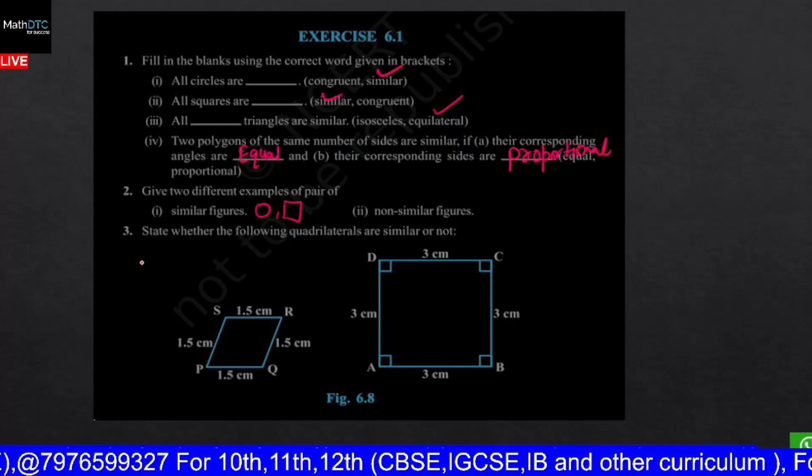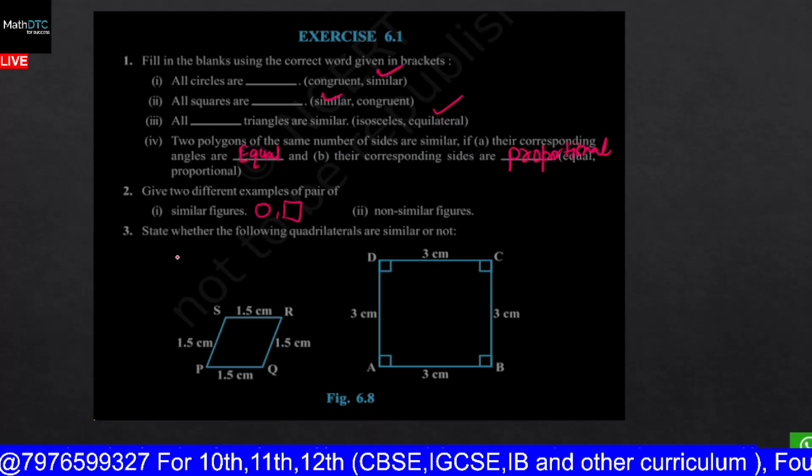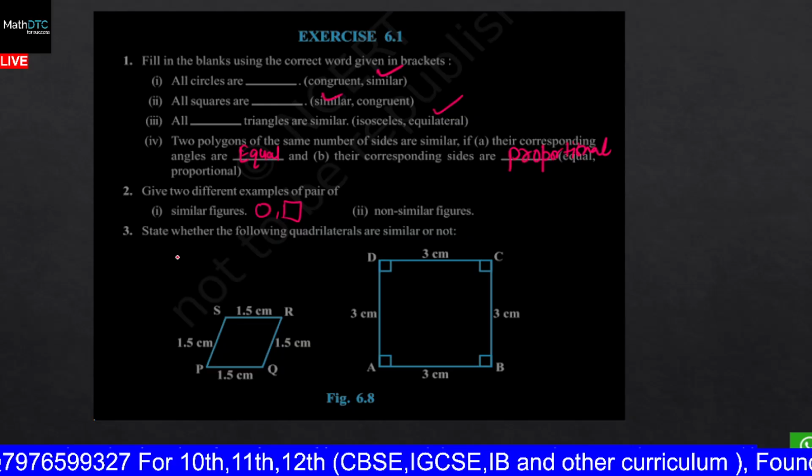Now come to the next, 3-1. State whether the following quadrilaterals are similar or not. Can you check this?